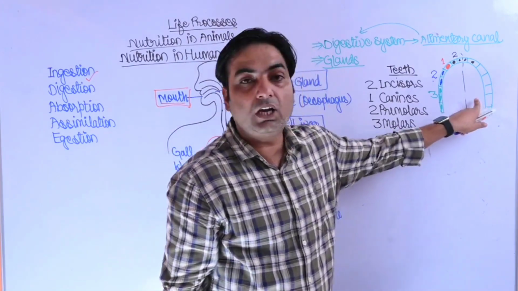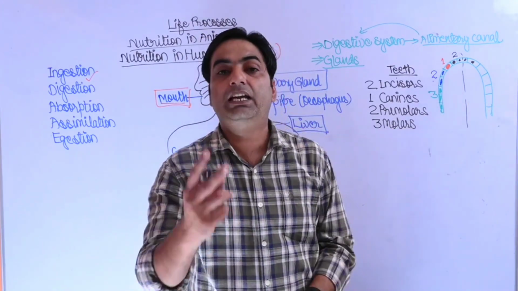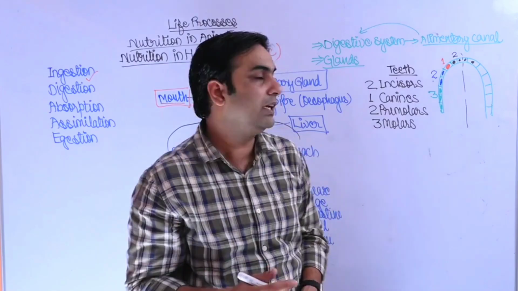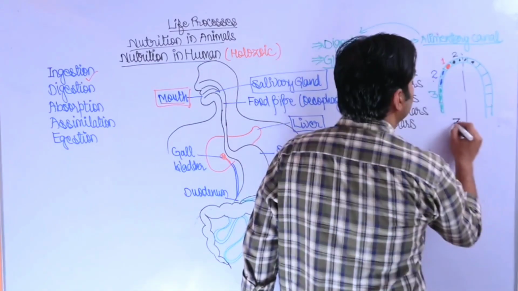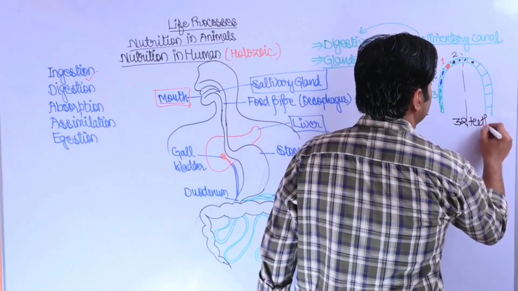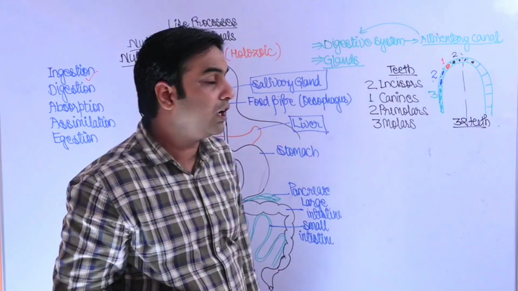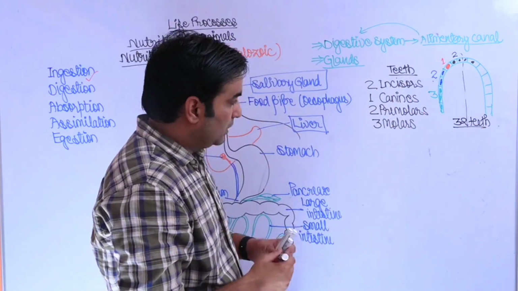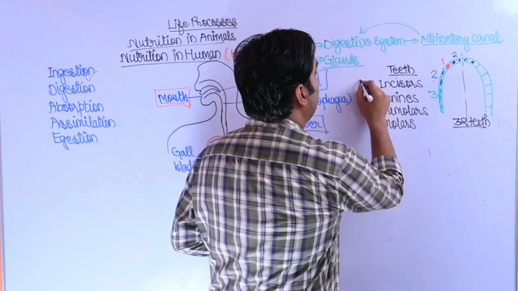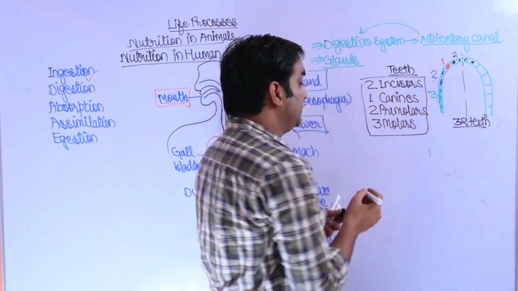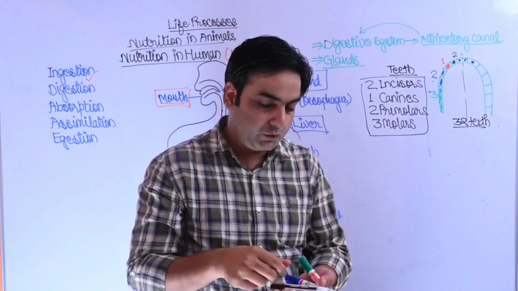So 1 full jaw, 8 times 2, 16. And we have 2 jaws, upper and lower. So there will be a total of 32 teeth. So there are 32 teeth in our jaw. And therefore, this is the criteria I have made for the dental formula of humans.